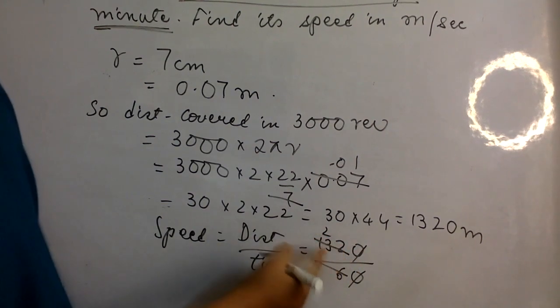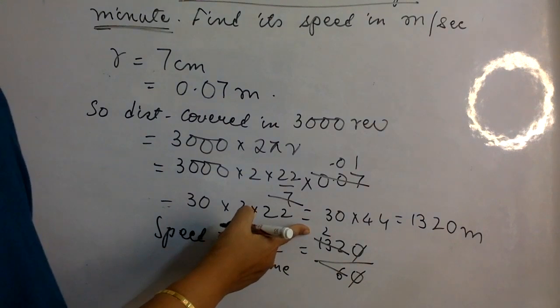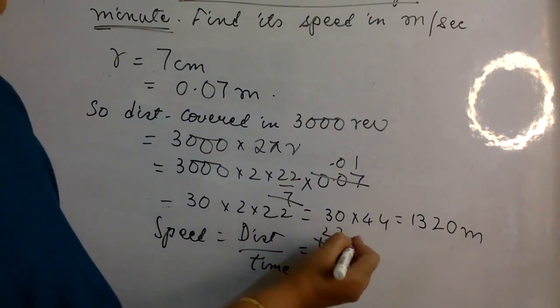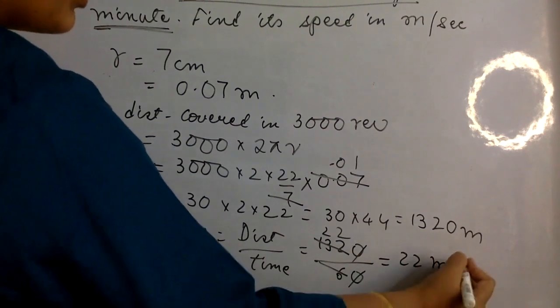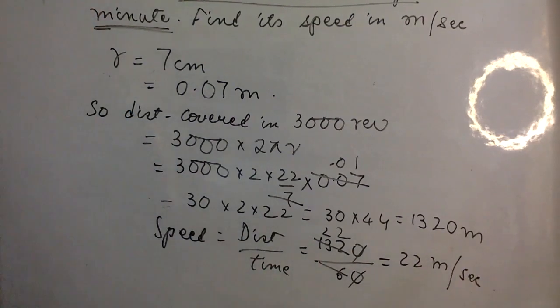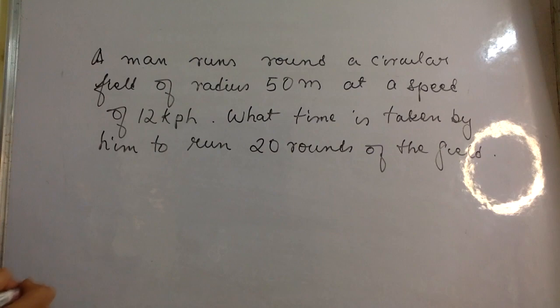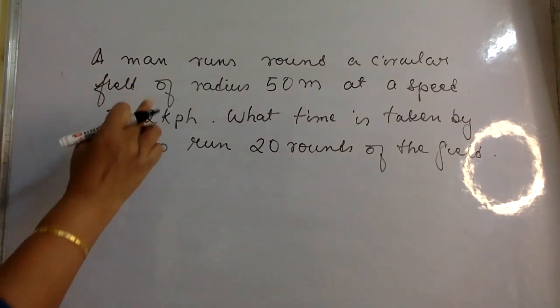6 2s are 12, isn't it? 6 2s are 12 and then again one more 2. Okay, so that is 22 meters per second. That is our answer.